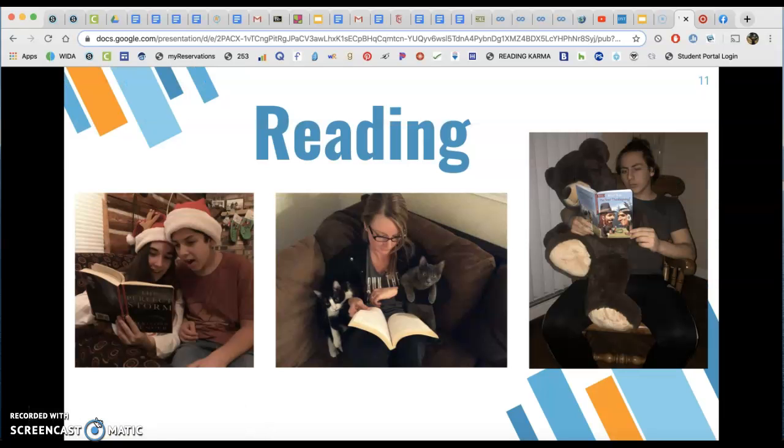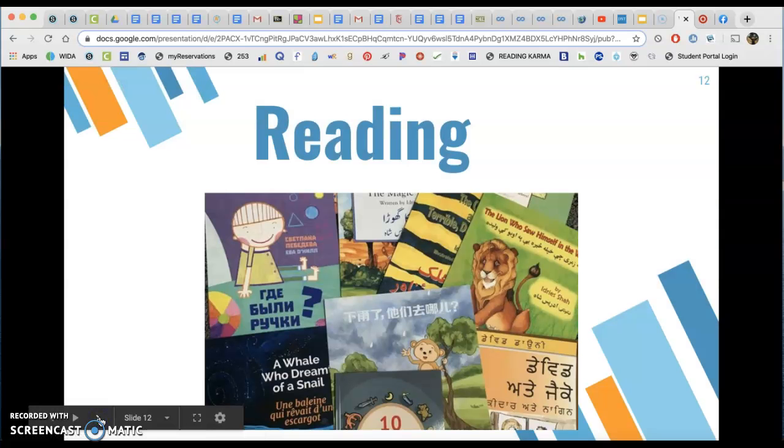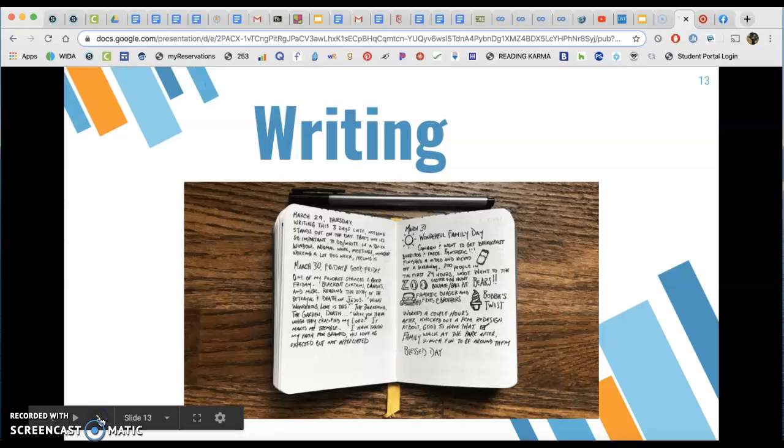Of course, it's great if you have someone to read with, like a younger sibling, a pet, or even your favorite stuffed animal, like my friends Antonia and Diego are sharing with us as well. It's great to read in any language, not just English. Building reading skills in your first language will support literacy skills in your second language. So you can read in any language that you choose to help you.